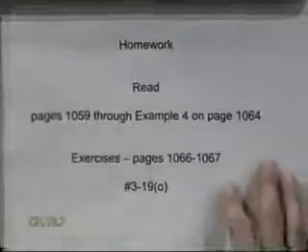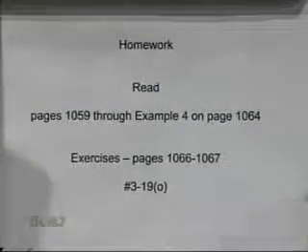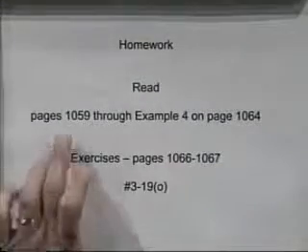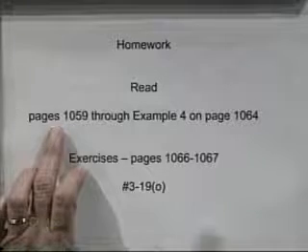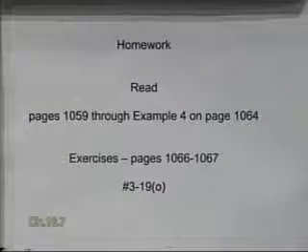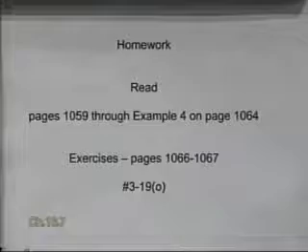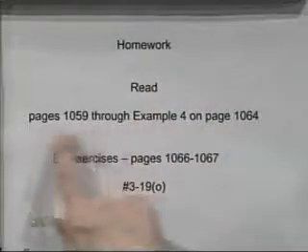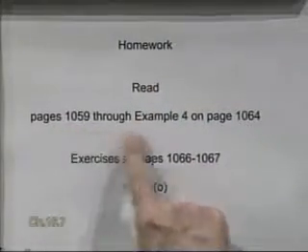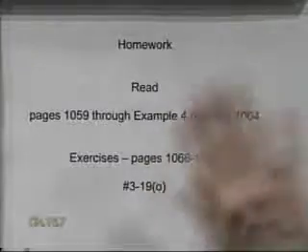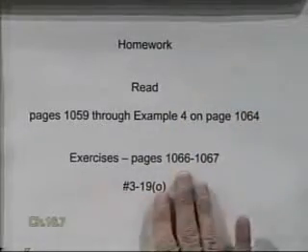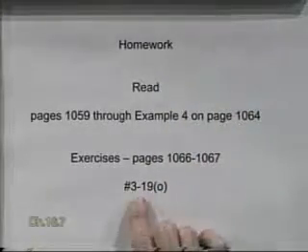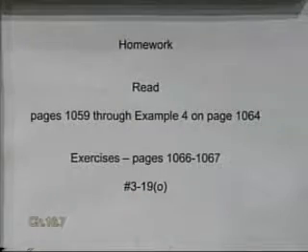Okay, we only have one more section to do. Now notice we skipped a couple sections. It's not a physics class, and so I skipped that one section that has center of mass and that type of stuff. So instead, I want you to read pages, look over the examples, 1059 through example 4. You don't have to read beyond that. And then on pages 1066 to 1067, I like 3 through 19, the odds.